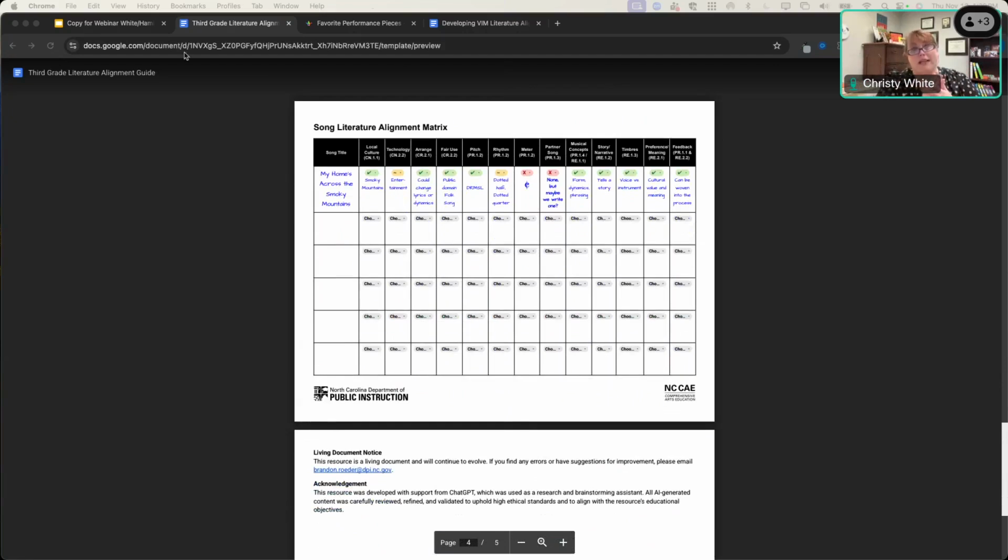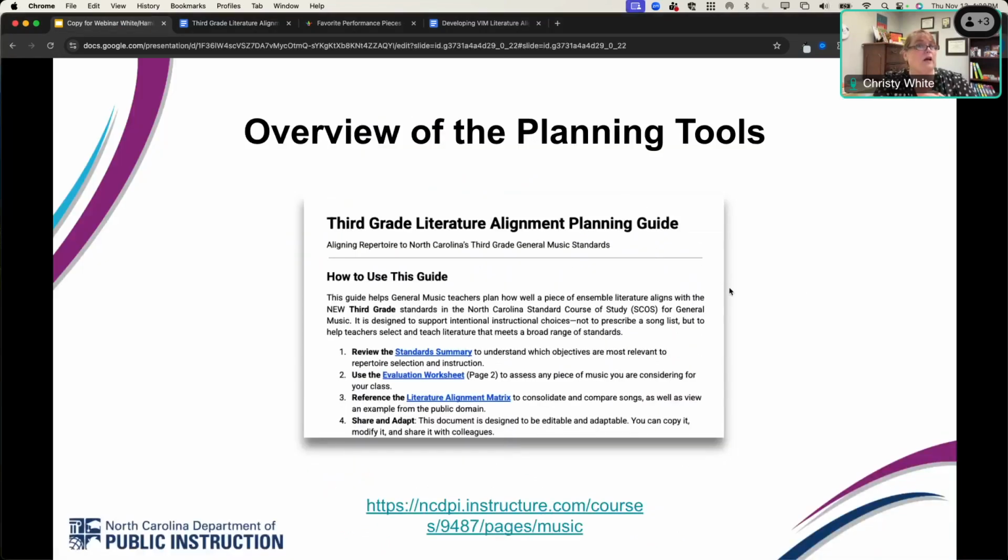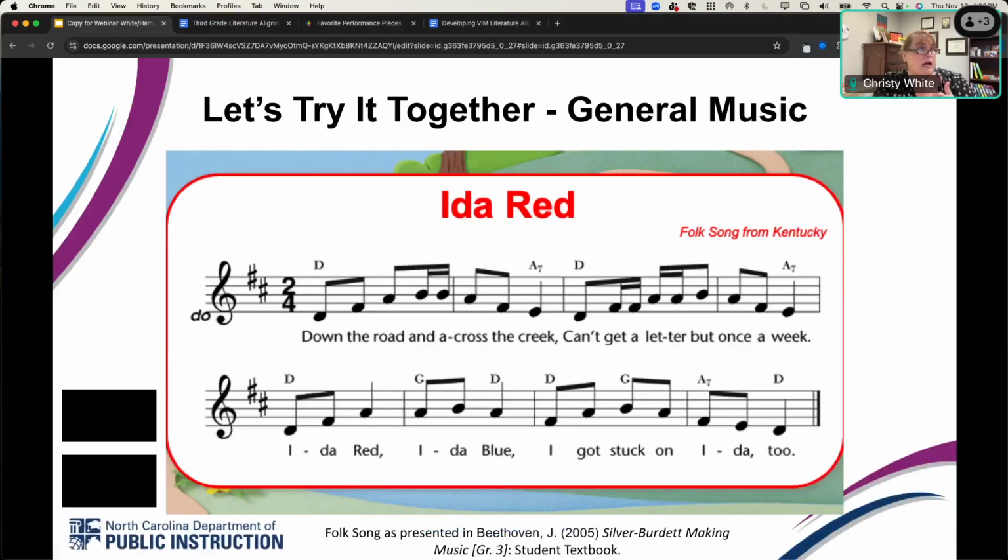Okay, so on the next slide, we have another one of the songs that I like to use from the third grade book that I used in my classroom. It was a Silver Burdett Making Music book, and it has the song Ida Red. And just in case you never heard it before, I did put a couple of links for some YouTube videos down there.